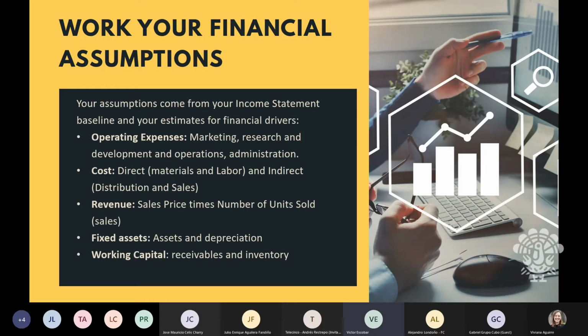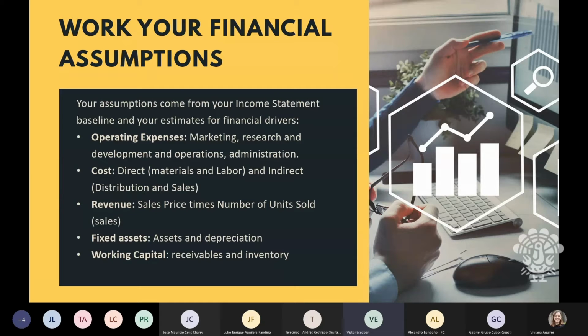The first one is the operating expenses. Here, you will have to check how much you are spending on marketing. If you are doing any research or development, what is the cost of this, or what is the expense that you are setting for this field. Same thing for the administration. So in the administration for your company, what are the expenses that you are handling in this area?